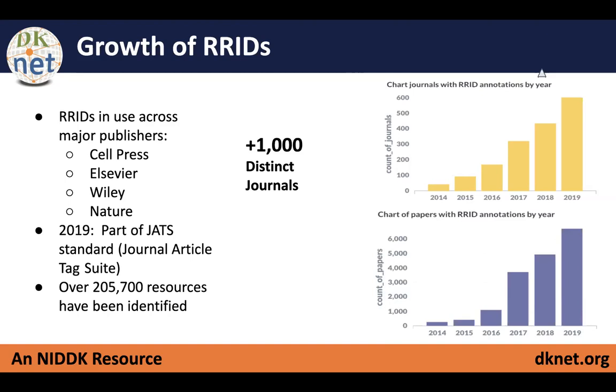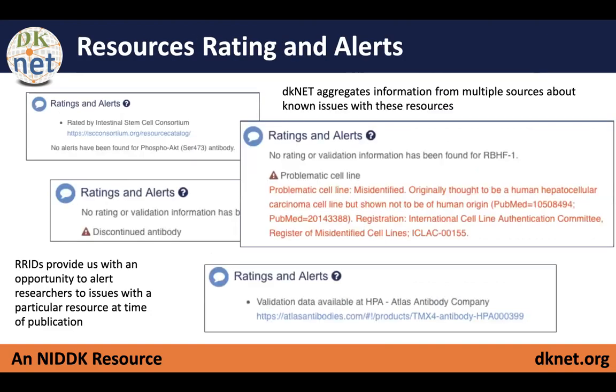So the RRIDs themselves are now supported across major publishers, including Cell Press, Elsevier, Wiley, and Nature. They're in more than 1,000 journals. And most recently, they were made part of the JATS standard, which is the standard interchange format for journals to supply information to PubMed. And more than 200,000 resources have been identified in the papers that have the RRIDs.